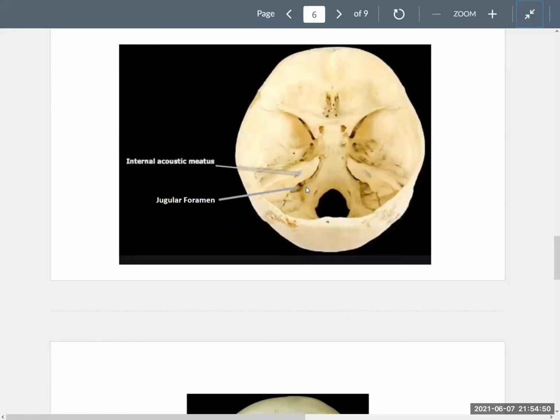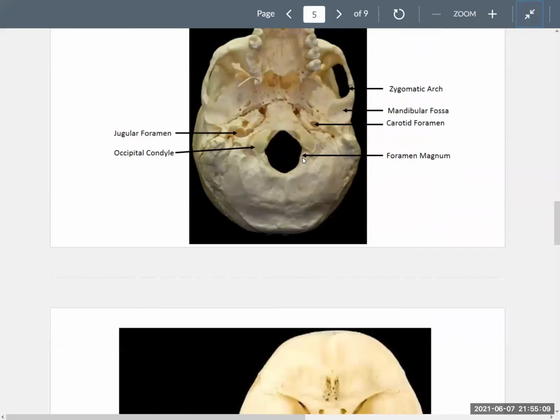One thing that's not labeled here is the carotid foramen, which enters in from the other side, but as I said, it quickly turns and goes this way and comes out over here. So we can't really see the carotid from this side. We'll only see the carotid from the underside.